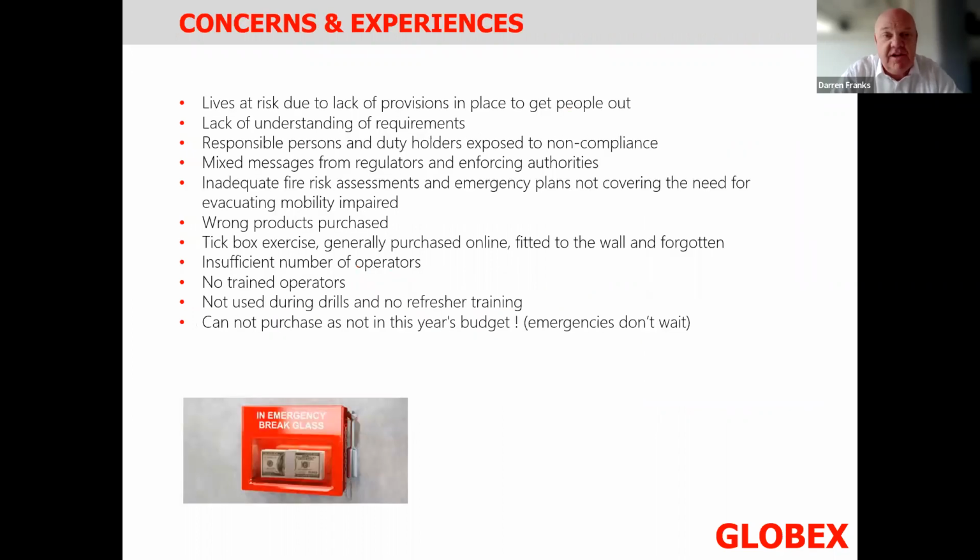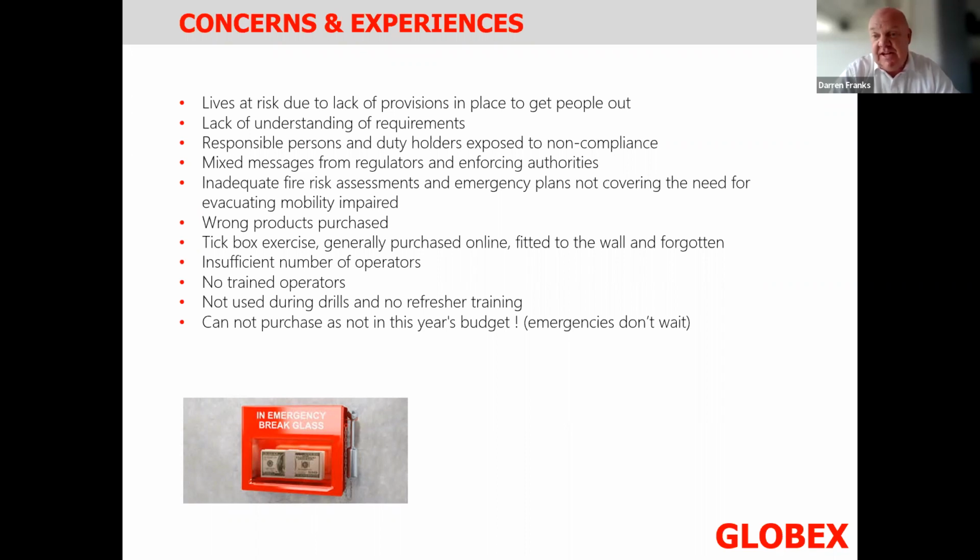So again, some of my concerns and experience, as I've just said, is there is a risk to life, because of the amount of places we go to, not just in the care sector, which I should say there's a lot with very high standards, but within other sectors as well, where there is a complete lack of understanding, and there is this dependence on the fire service to get people out. And from a responsible person's point of view, and duty holders potentially exposed to non-compliance, because again, there is a lack of understanding of current requirements.